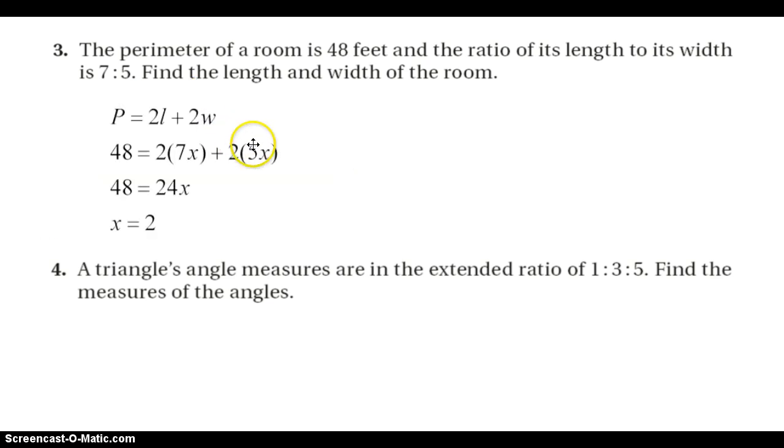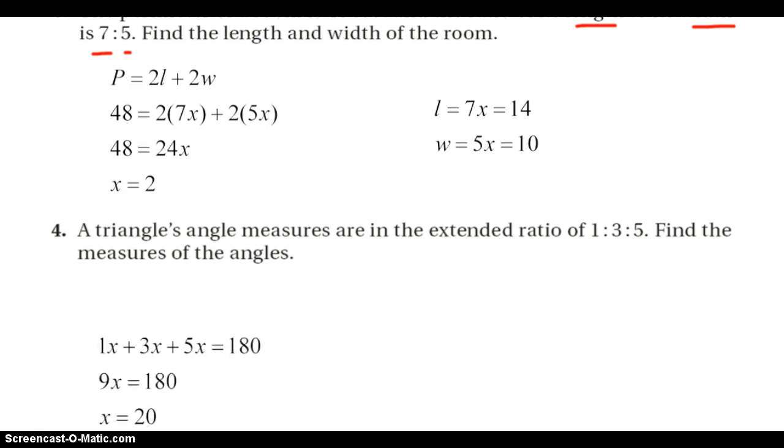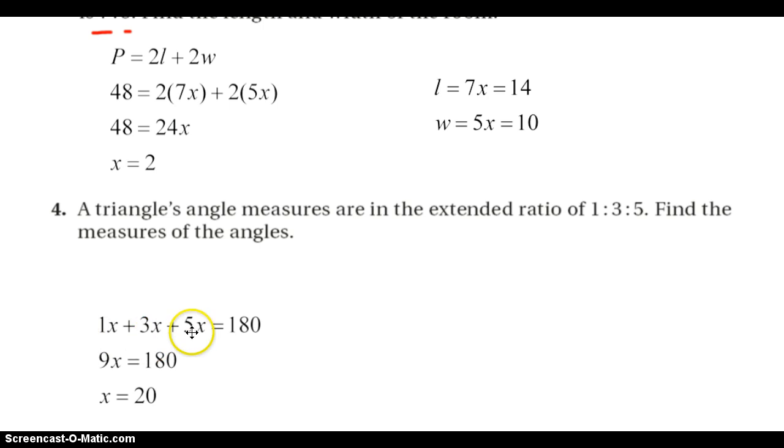Your answer for the perimeter problem: you should have 7x for the length and 5x for the width, because its length to width is 7 to 5. So length is 7, width is 5. I find my x to be 2. Length then is 7 times 2, which is 14, and the width is 5 times 2, which is 10. It didn't ask for the area, so I'm done. In problem 4, I know that my three angles are 1x, 3x, and 5x. That's 9x. x is 20. I'm not done. Angle 1, which was 1x, is 20, then 60, and 100.